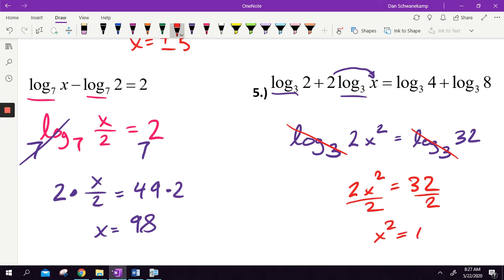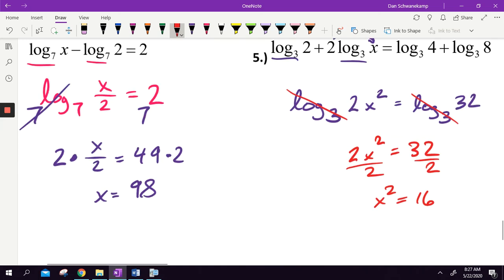x squared is 16. How do I get rid of the square? I take the square root. I take the square root. x is going to be equal to plus or minus 4. But again, I don't want that argument to be negative, so it's just going to be positive 4.